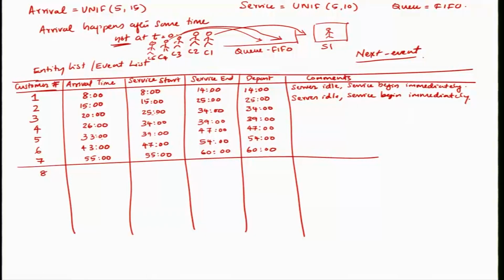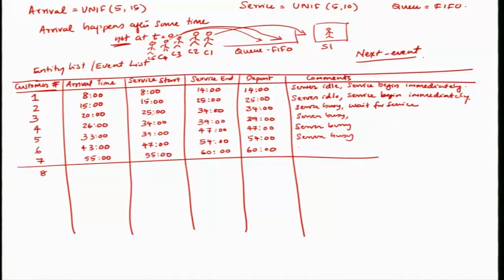Okay. So, in the case of this entity, you can say that the server is busy, wait for service. Here also you can see that the server is busy. Here also the server is busy. Here also the server is busy.